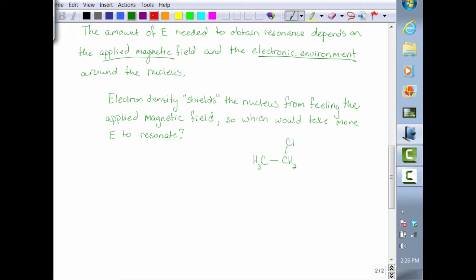All right, so I've drawn a little molecule up here. I'm going to color in one of my groups of hydrogens red, and I'm going to label them hydrogens A. And the other group of hydrogens, I'm going to color in blue, and I'm going to call those hydrogens B.